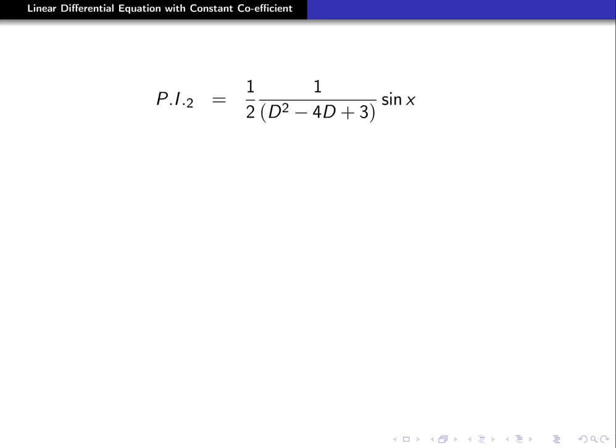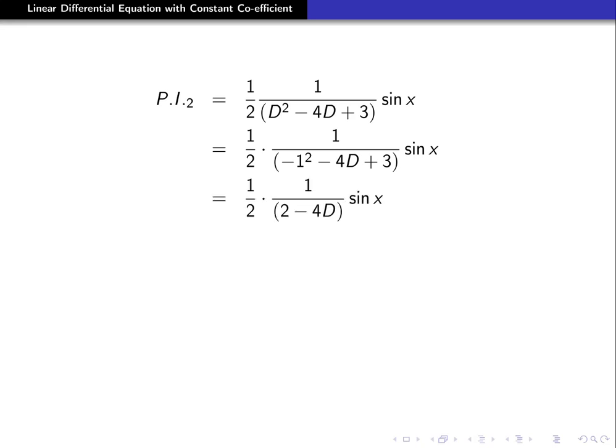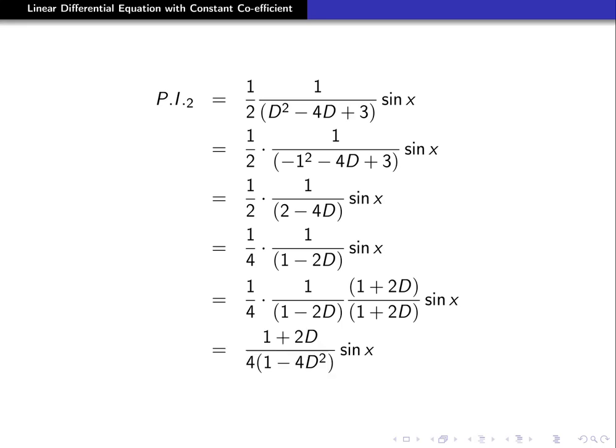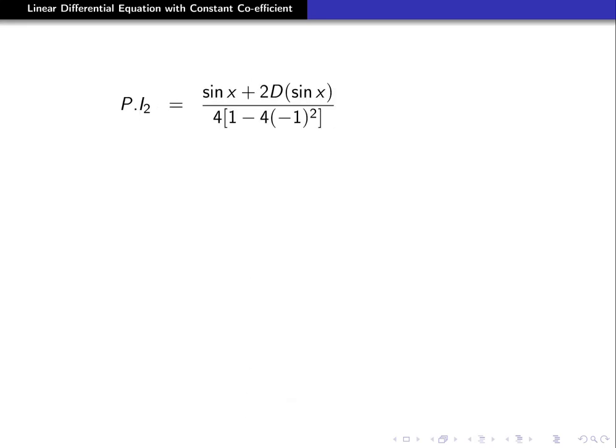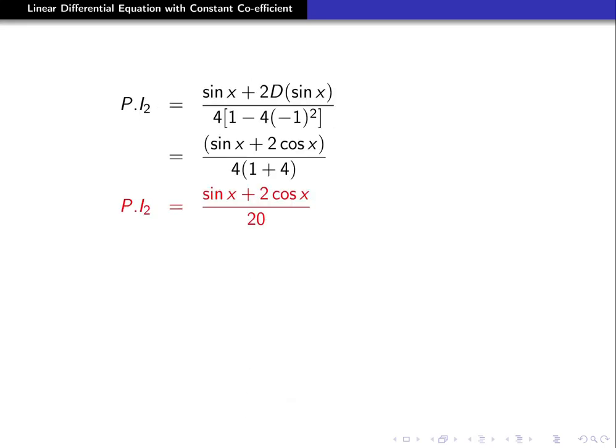So 1 by 2 into 1 divided by D square minus 4D plus 3 into sin x. Wherever D square is there, we can replace it with minus a square. So replace it, we will get this again. Again take the conjugate, and simplify this. So replace D square in terms of a square. We will get particular integral 2 is equal to sin x plus 2 cos x divided by 20.